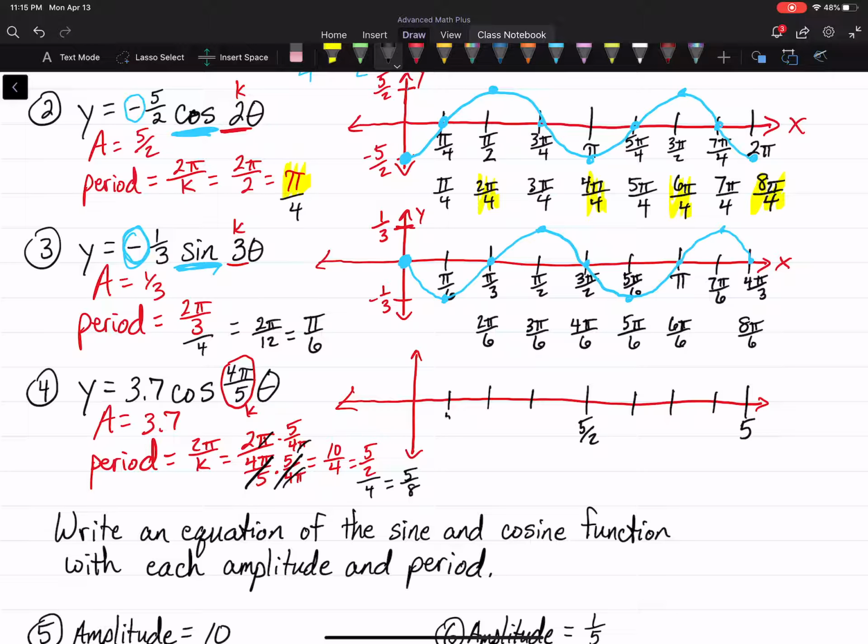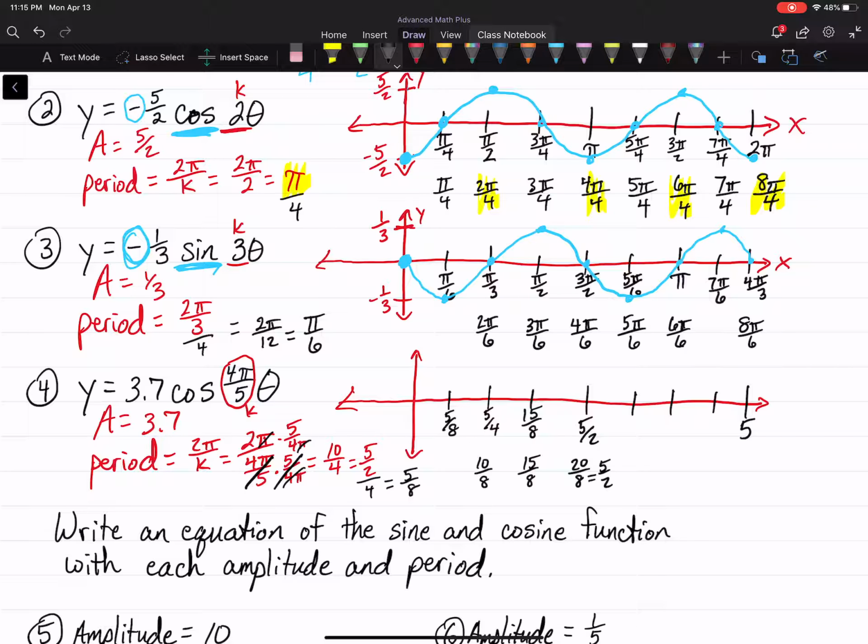So this would be 5 over 8. The next one would be 10 over 8. 5 over 8 plus 5 over 8 would be 10 over 8, and that reduces to 5/4. The next one would be 15 over 8. Does that reduce? I don't think it does. So we just leave it 15 over 8. The next one would be 20 over 8, which, believe it or not, reduces to 5/2. That's the way we want it to.